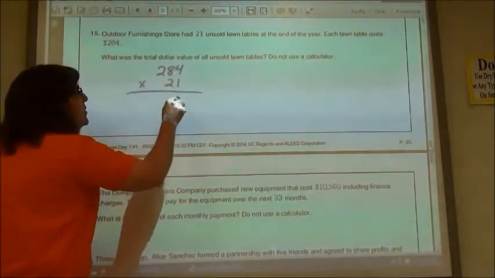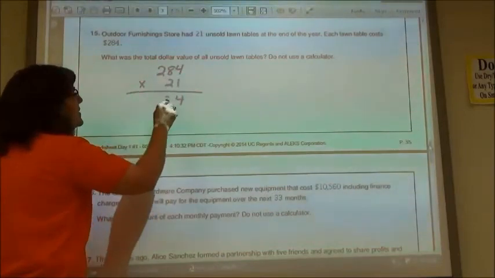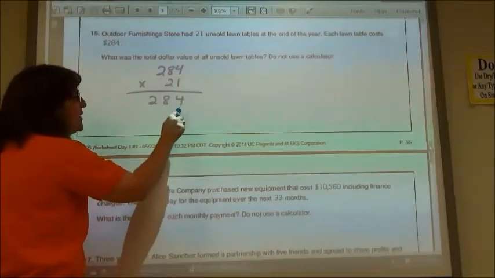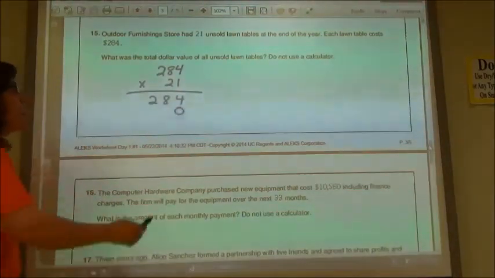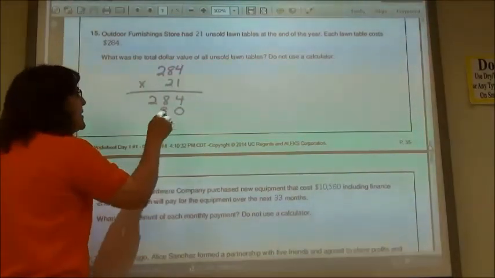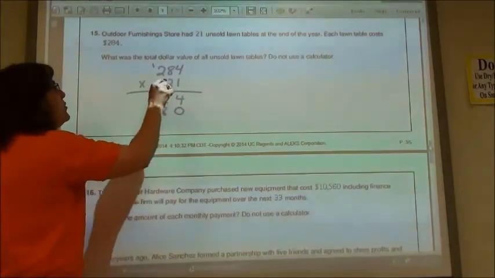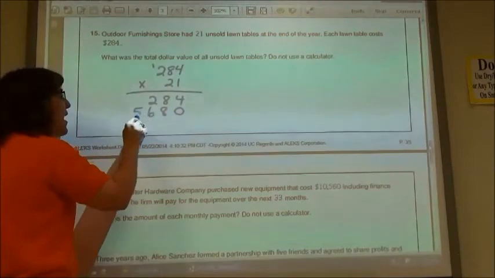So 1 times 4 is 4. 1 times 8 is 8. 1 times 2 is 2. Then I'll multiply by the 2 in the tens place, so I add the 0. 2 times 4 is 8. 2 times 8 is 16. Carry my 1. 2 times 2 is 4, plus my 1 is 5.